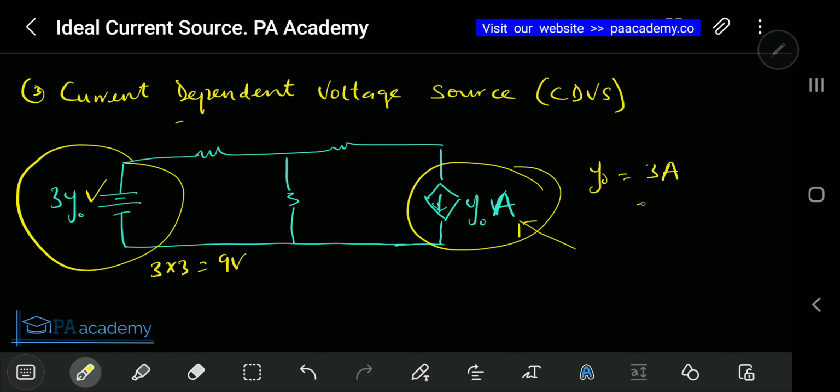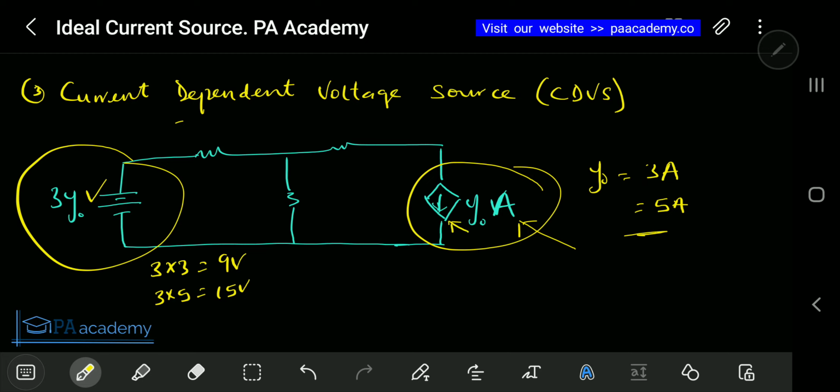So if our current source here changes from 3 amperes to 5 amperes, exactly, that means our voltage source here will be 3 times 5, and that will be 15 volts. You can see, the value of this voltage source here is actually depending on the current that we are having here. So that makes it a current dependent voltage source.